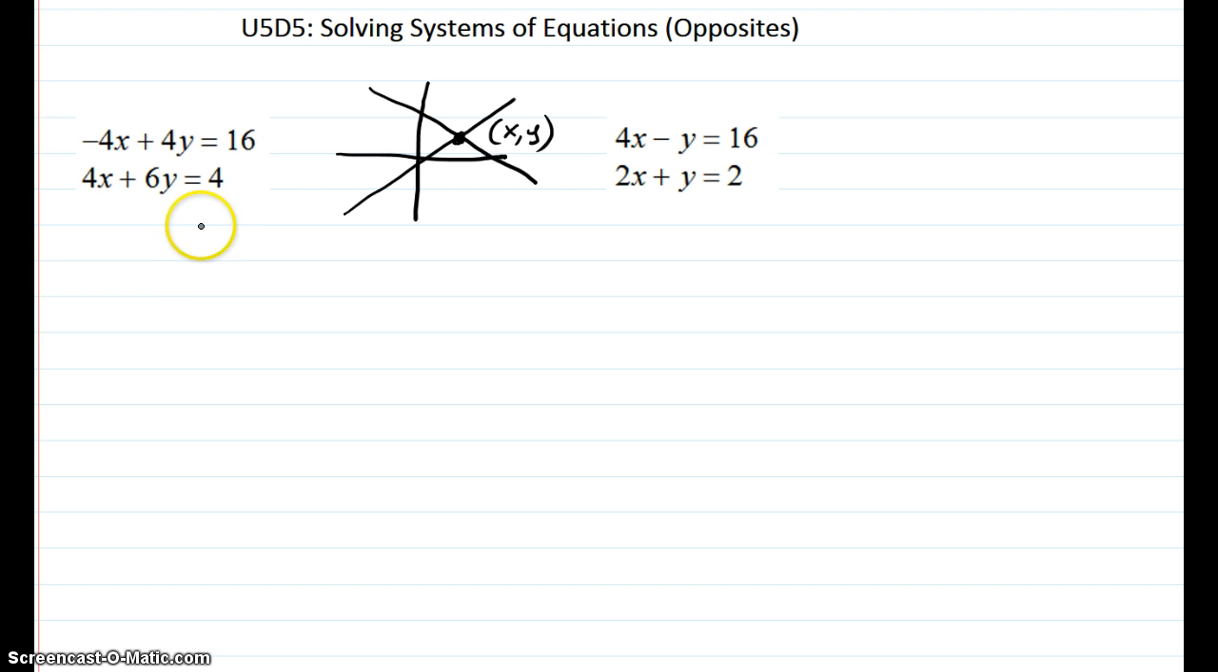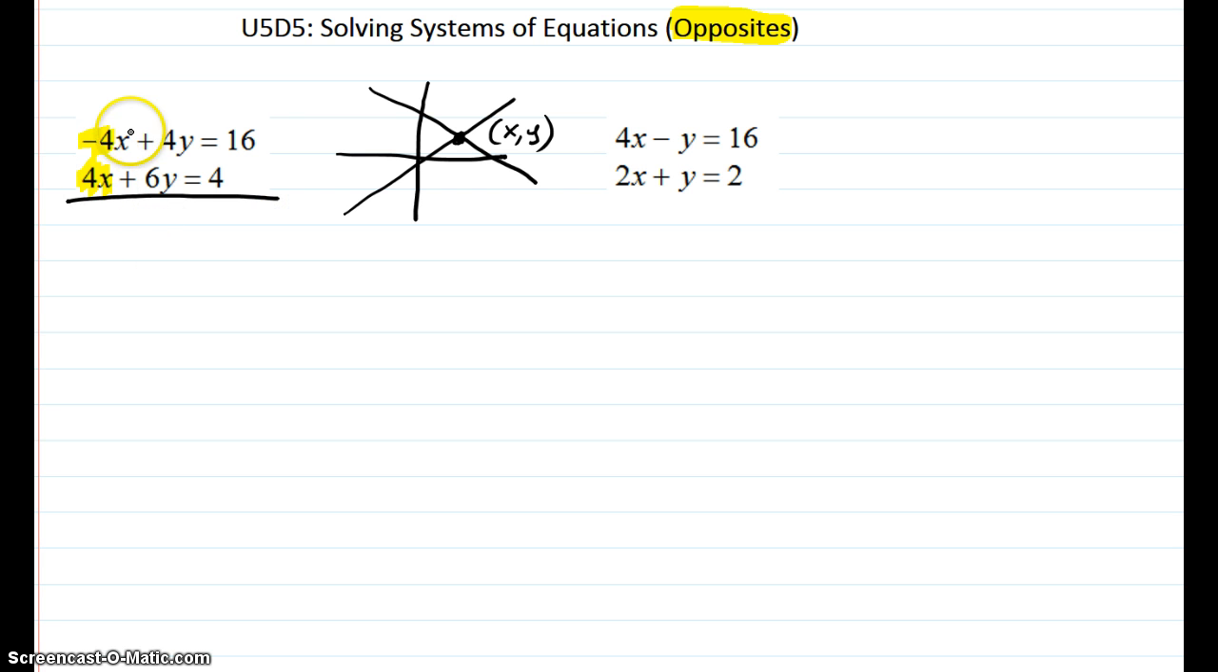We could solve them for y and then graph them, but sometimes we can just solve it algebraically and we don't need to do a graph. You can see in the title, we're looking at opposites. When we solve systems using elimination, we need opposites. If you notice, we have -4, +4, and since those are opposites, that allows us to take these two equations and add them together.